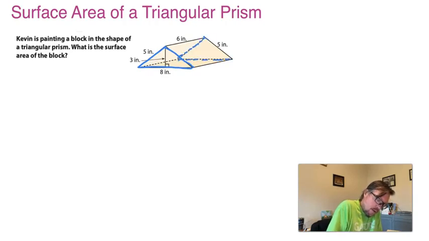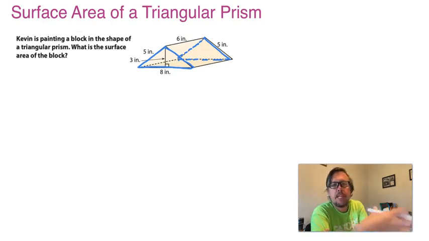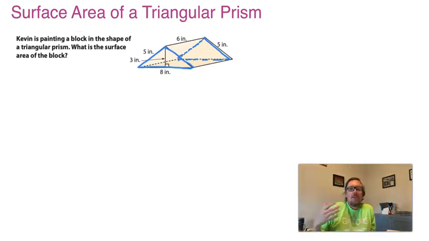The way that you know what the bases are of a shape is based on what type of prism it is. A rectangular prism, the bases are rectangles. A triangular prism, the bases are triangles. If we had an octagonal prism, for example, the bases would be octagons. So a triangular prism means the bases are triangles.